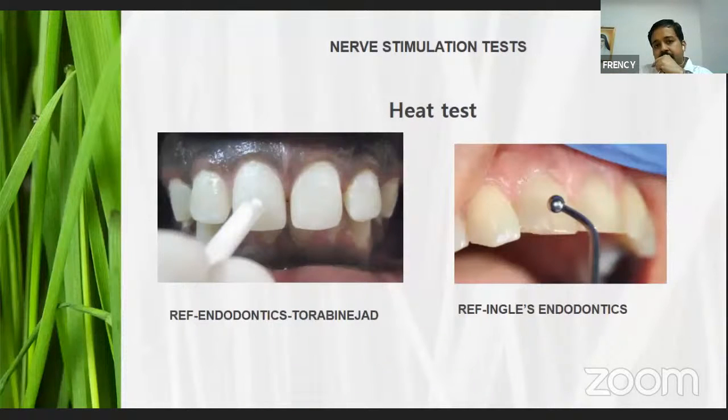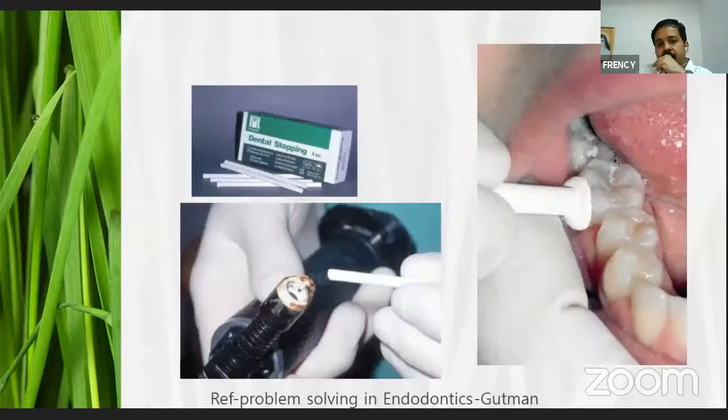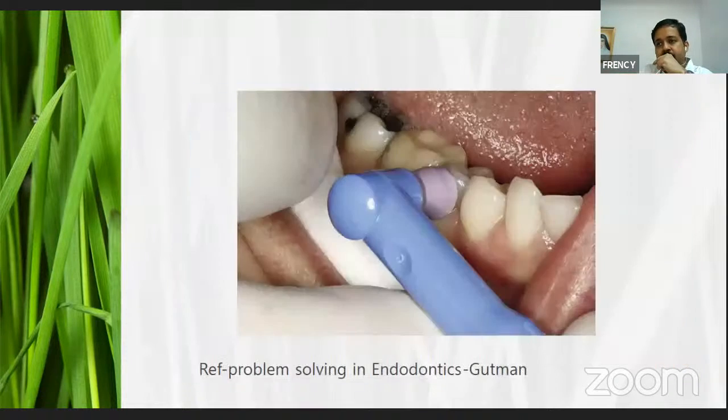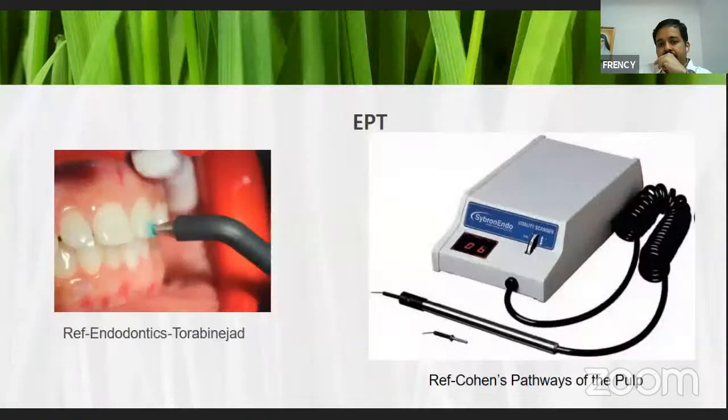Then very important tests, nerve stimulation tests like heat test and cold test. Heat test you can do with gutta percha sticks or heated instruments. Dental GP stoppings are available like this. You can heat it and apply on the tooth. Before applying this, you can put a small amount of Vaseline over the tooth in order to prevent sticking. If the patient's main complaint is heat, you can go for the heat test because it is a very sensitive test. Then you can use this type of Profi cup to generate heat also. Then electric pulse test, if you have an electric pulse tester, you can use that also.